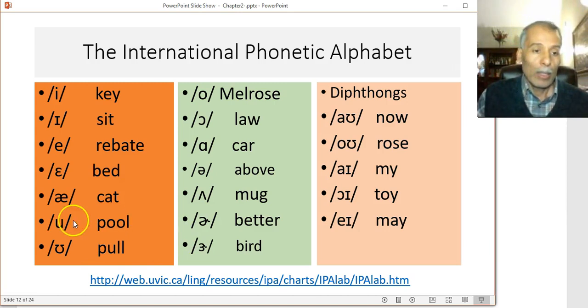So find two other examples for oo. Cool, pool, stool. And for pull: book, hook, took.